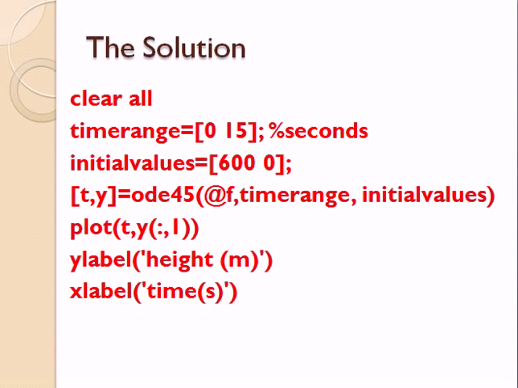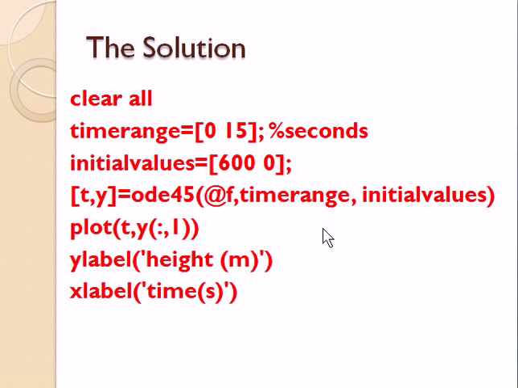And here's how you do it. Once you get that set up, it's pretty easy. I set up a vector for the time range. It's a little 2-vector that says start at t equals 0 and end at 15, 15 seconds in this case. The initial values for the first variable y and the second variable z are given here. Then we say [t,y] in brackets equals ODE45 of @f, where f is the function that provides the time derivatives, and then this time vector and the initial value vector.